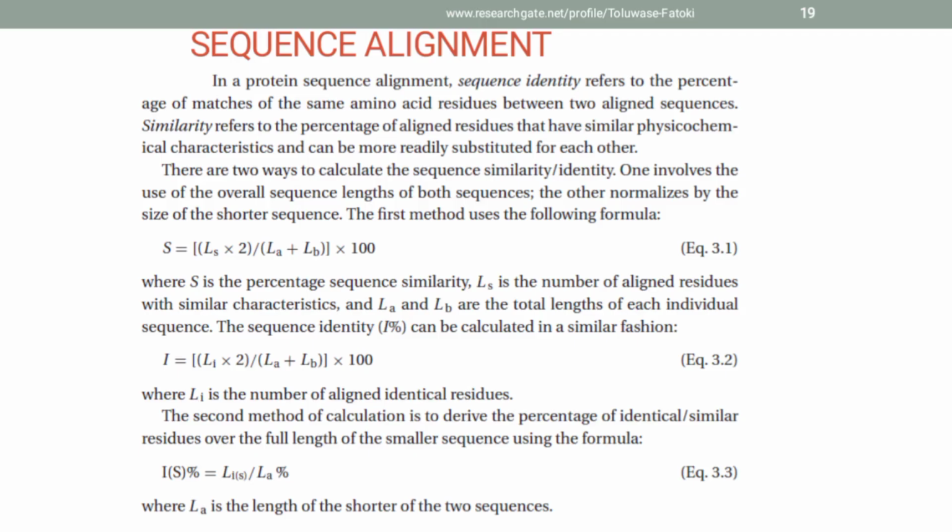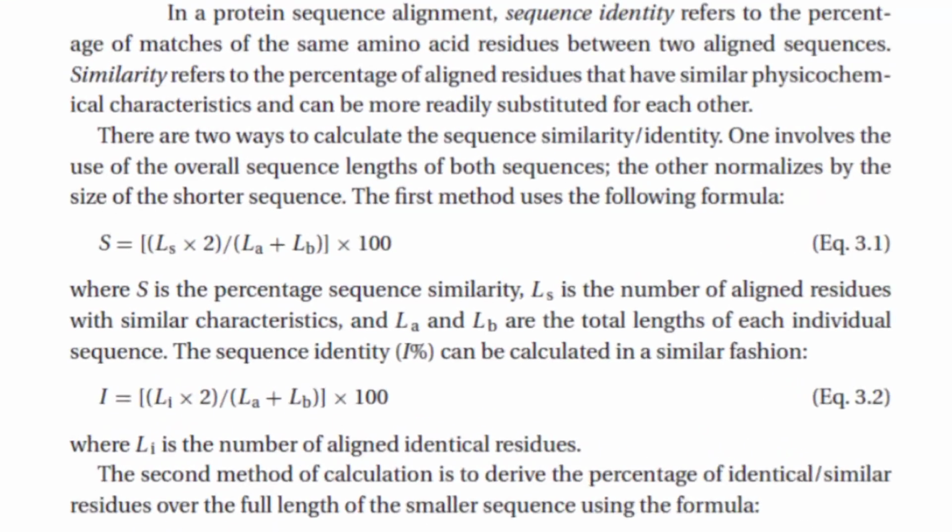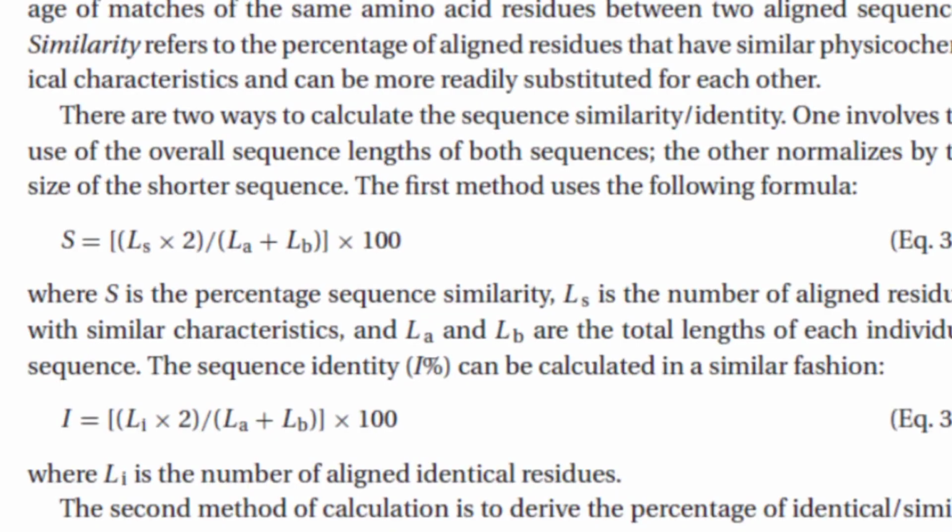So when you have an amino acid in A that belongs to, let's say, the polar group, then you have another polar amino acid in B. Though they are not the same identical amino acid, they are both polar amino acids, then the percentage similarity could be deduced. This is the formula for you to determine similarity.